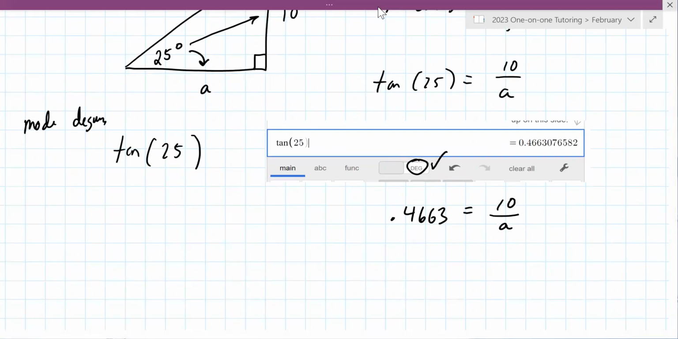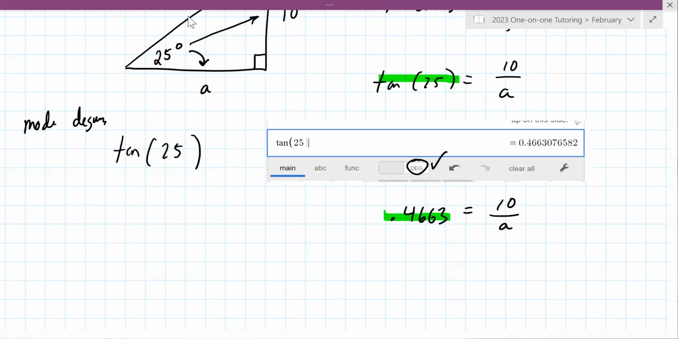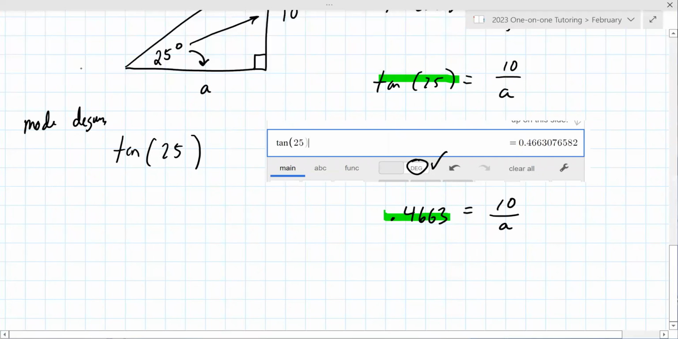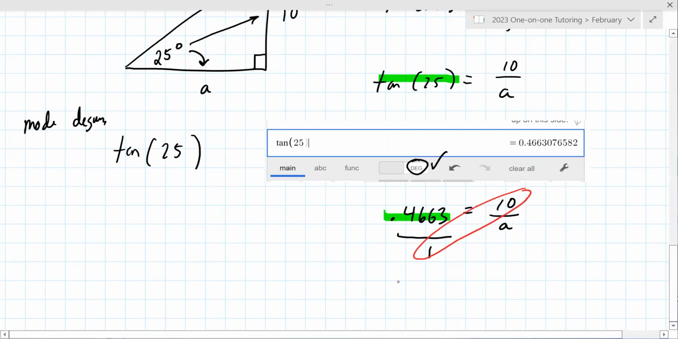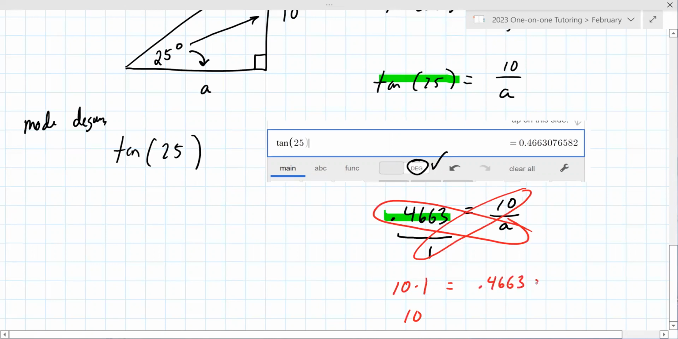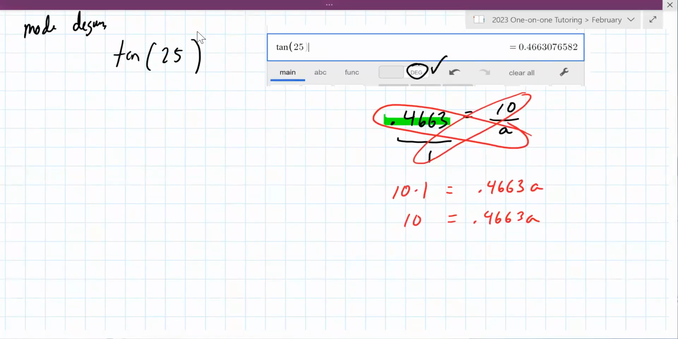Instead of the tangent 25, the tangent 25 becomes 0.4663, equals 10 over A. So then am I going to multiply? You're going to cross multiply now. You multiply diagonally, 10 times 1, so that just is 10, and then the other way, 0.4663 times A. So 0.4663A. Okay. Now what do you do to solve for A?